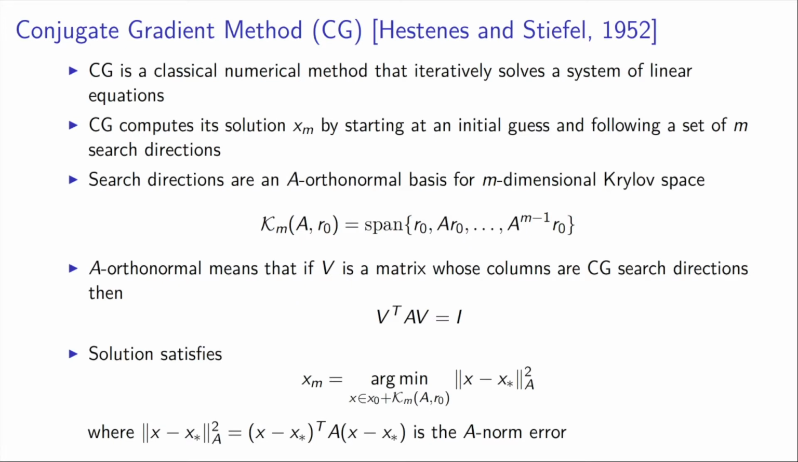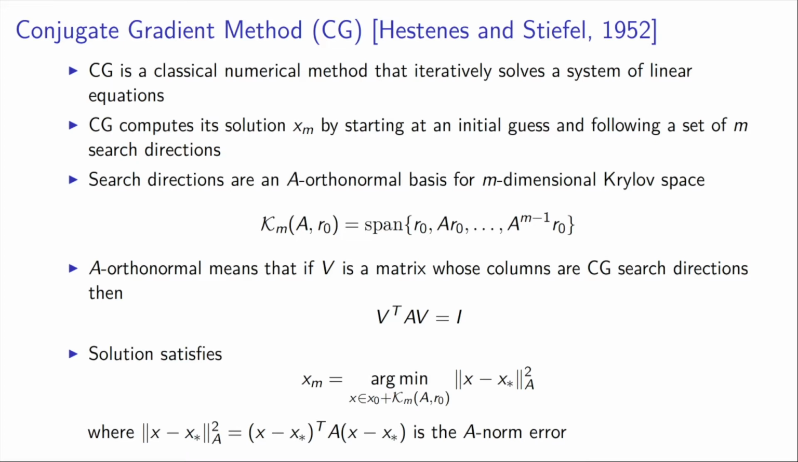So, the conjugate gradient method is a classical numerical method that iteratively solves a system of linear equations. It computes the approximate solution xm by starting at an initial guess and then following a set of m search directions to the approximate solution. These search directions are an A-orthonormal basis for the m-dimensional Krylov space, listed in that first equation. The Krylov space is the span of the residual and succeedingly larger powers of A times the residual.